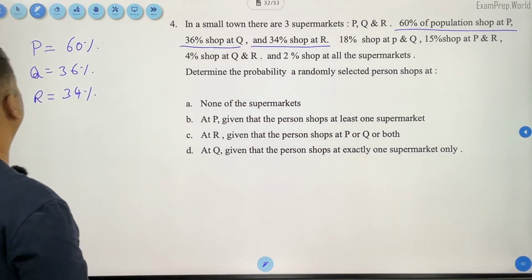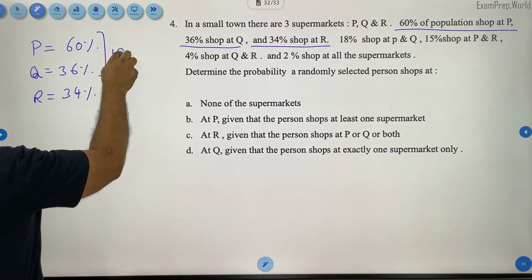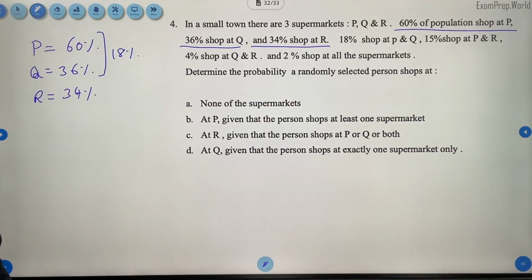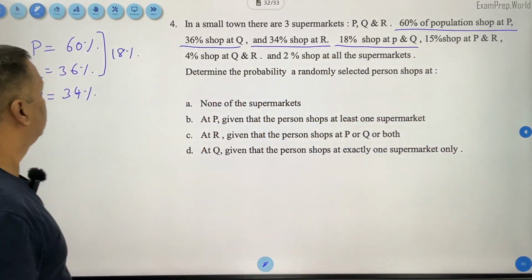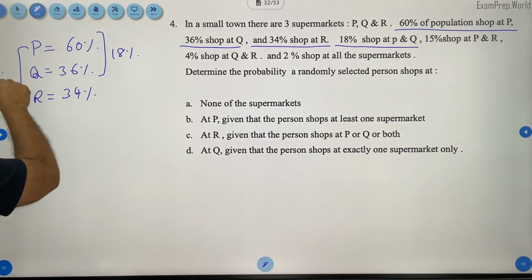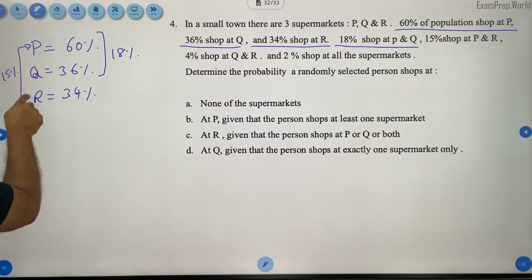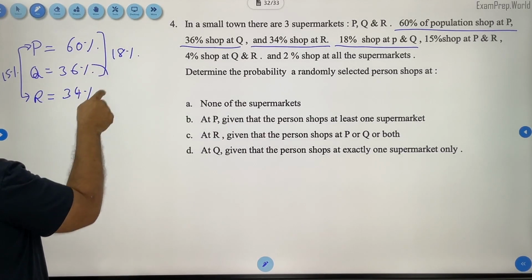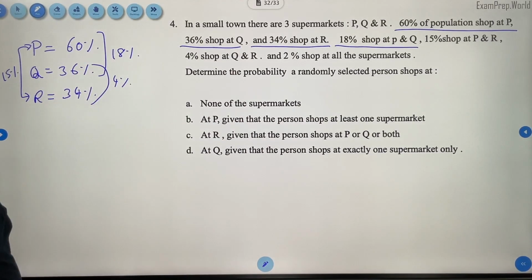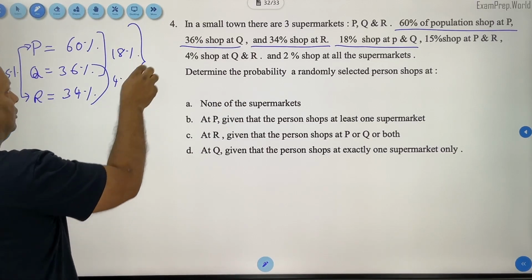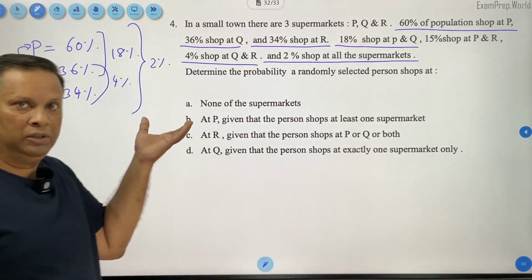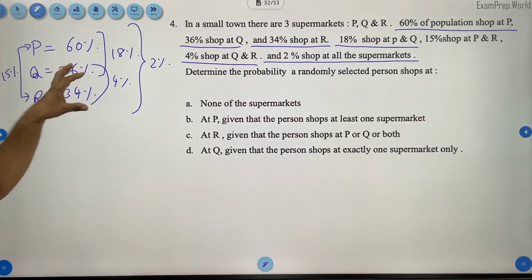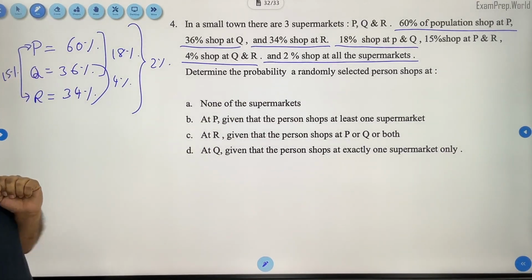18% at P and Q. The common area between P and Q is 18. This is done. 15% at P and R. P and R is 15%. 4% at Q and R. 4% at Q and R. And altogether 2%. So this is done, and all data is captured in table form where I have a clear idea of what is happening in the town.